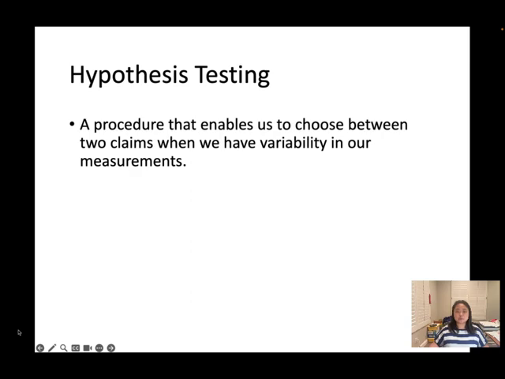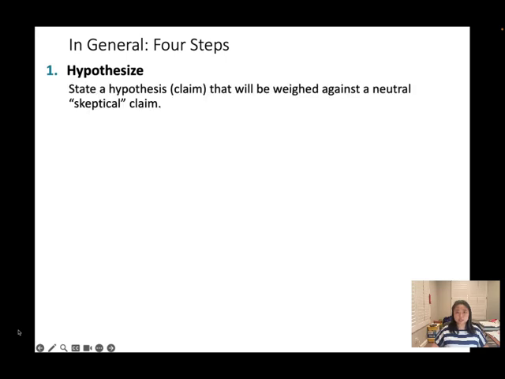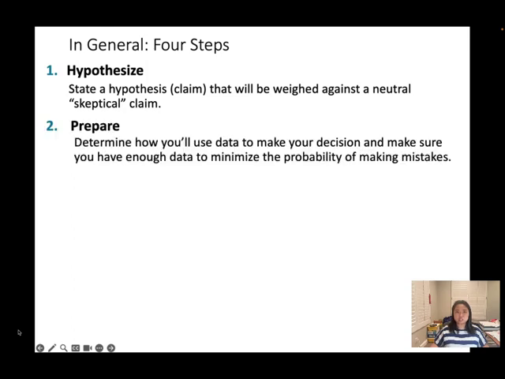Hypothesis testing is a procedure that enables us to choose between two claims when we have variability in our measurement. We have a 4-step process for hypothesis testing. First one, hypothesize. State a hypothesis that will be weighed against a neutral skeptical claim. Number 2, prepare. Determine how you will use the data to make your decision and make sure you have enough data to minimize the probability of making mistakes.